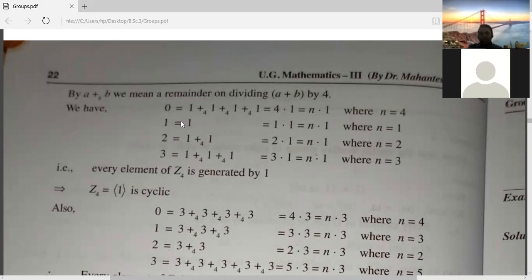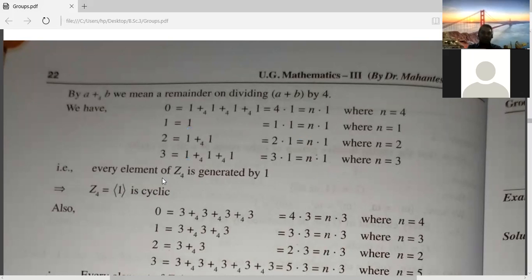Now you see 0: you are taking 1 as the generator here. 1 plus 1 plus 1, written 4 times, divided by 4, the remainder will be 0. You see here 4 into 1, that means n into 1 where n equal to 4. A to the power n you write in a multiplicative group, na you write in an additive group. Now 1 equal to 1 into 1, n into 1 with n equal to 1. Similarly 2 means 1 plus 1, 2 into 1, n equal to 2. 3 equals n into 1 with n equal to 3.